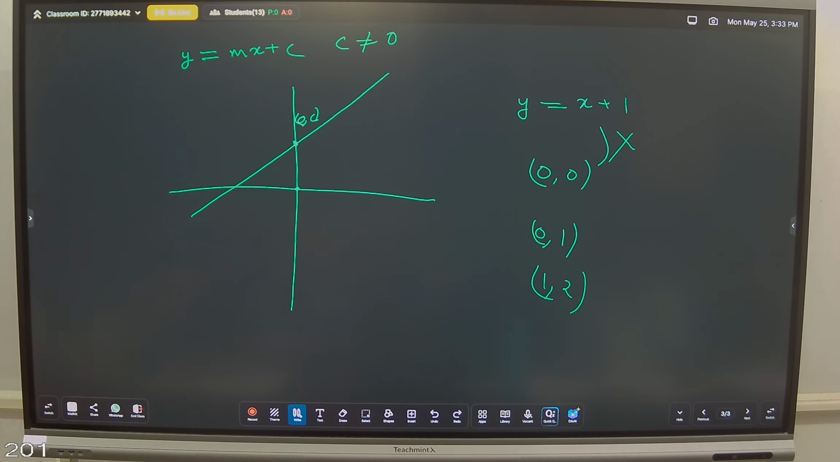No, no, no. If c not equal to 0, this would not be a point. This would not satisfy. For x equal to 0, y equal to c.